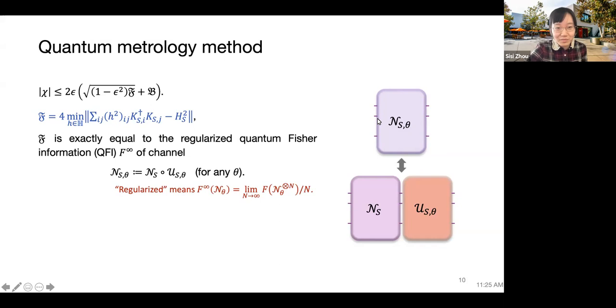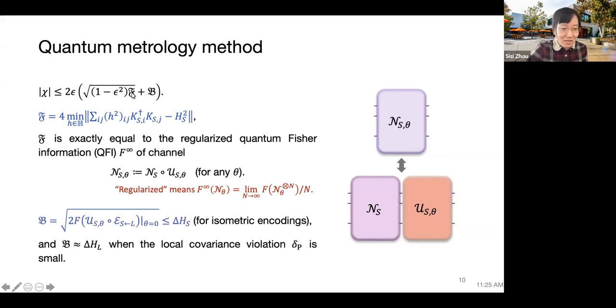So this is the definition of this F, and I also have this quantity B, which I can show is upper bounded by the square root of 2 times delta HS. I forgot a constant factor here. But actually, we're trying to argue that this B is sometimes negligible, because you can show that when delta P is pretty small, this B is proportional to delta HL, which in most cases is just a constant. And in our examples, B is also kind of negligible.